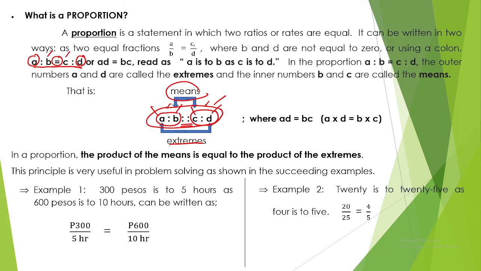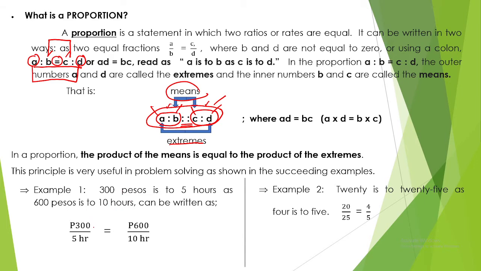And take note of this concept. The product of the extremes should be equal to the product of the means for your proportion to be true. And this concept is used in your task number 1, letter A. So I will give an example on that later on. So let's go to this example over here.